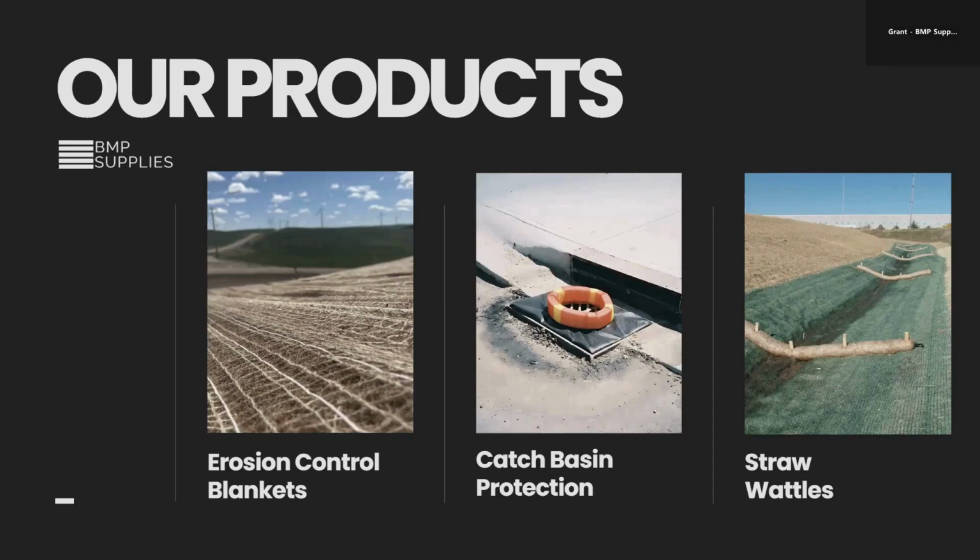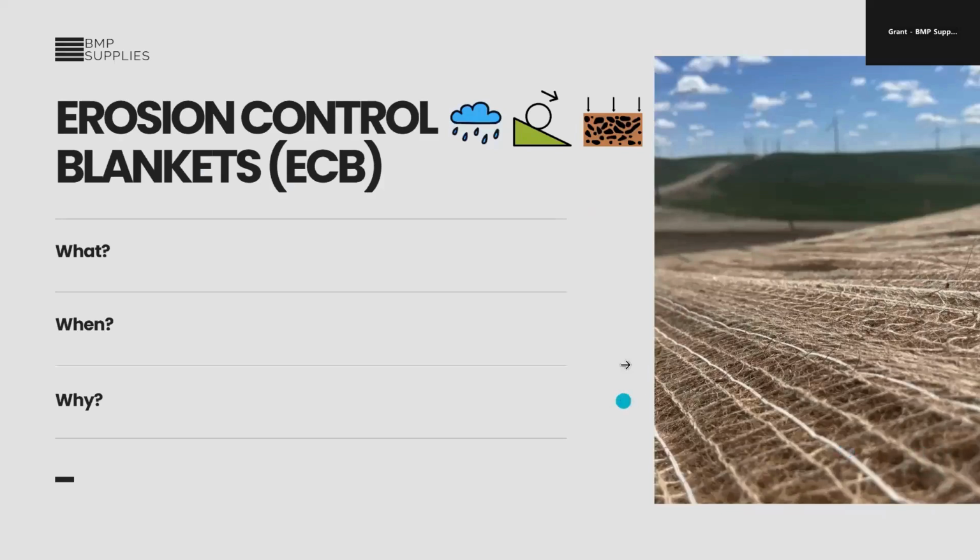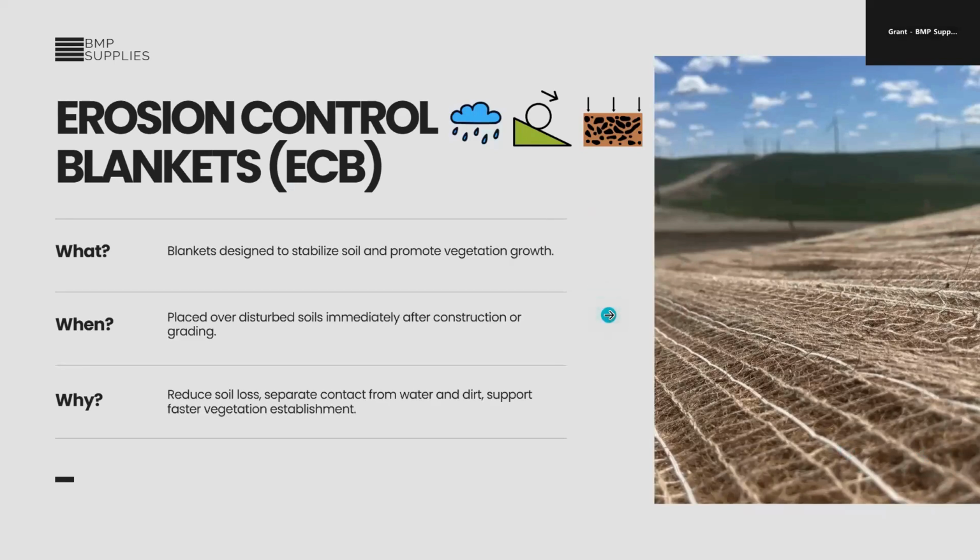So we have erosion control blankets, we manufacture catch basin protection, and we manufacture straw wattles. All these products we manufacture in Alberta using Alberta grown wheat straw. The first one I'm going to talk about is probably one of the main products for erosion and sediment control, especially within city limits. It's called an erosion control blanket.